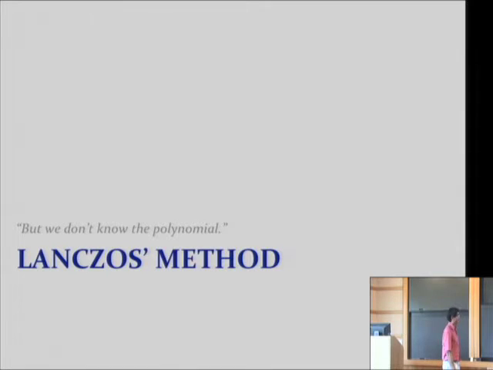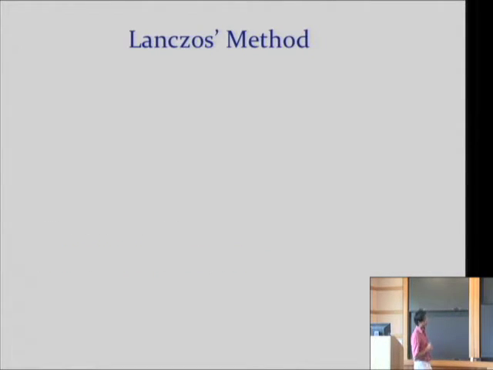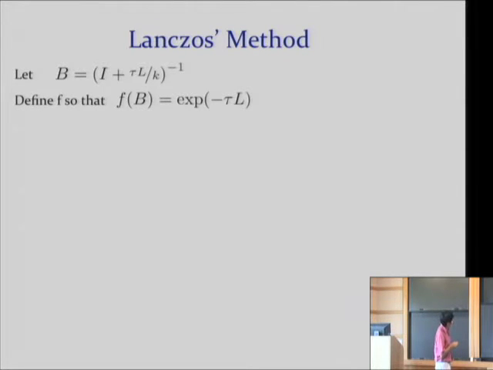Great. So I will try to do this a little quickly. The first part I'll focus on is that we don't know the polynomial that we are trying to compute. So we'll use a really nice method from numerical linear algebra called the Lanczos method. Let me remind you. We fixed this matrix B. So this was the function that we were looking for, right? Identity plus tau L by K, inverse, and we want to approximate f of B, where f is such that f of B is e to the minus tau L, right?